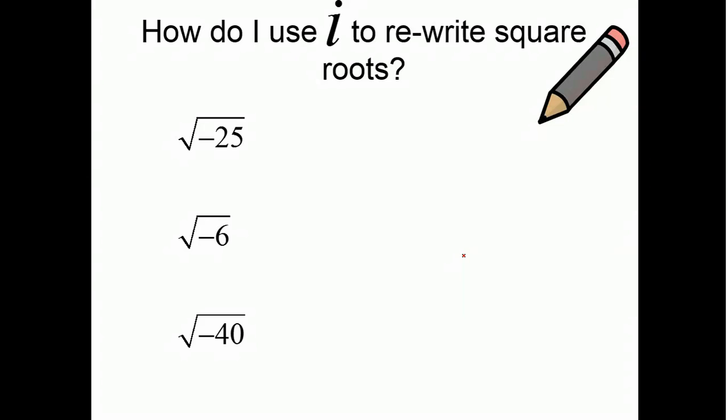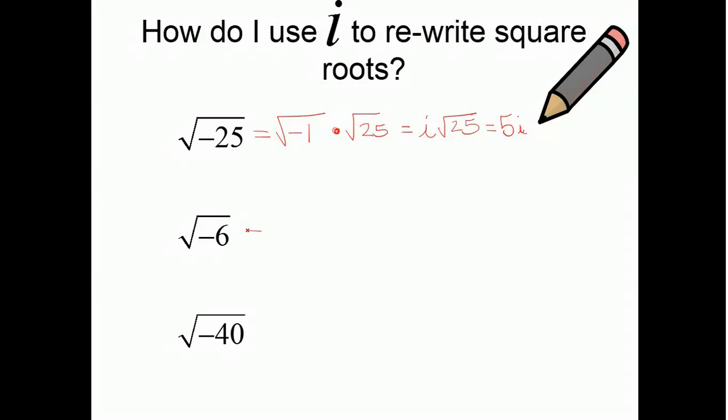Now, how do you use i to rewrite square roots? If I have the square root of negative 25, I can rewrite this as the square root of negative 1 times the square root of 25, because negative 1 times 25 gives me negative 25. The square root of negative 1 is just i, because we learned that before. The square root of 25 is just 5. So I can rewrite this as 5i. It's customary to put the number before your i just so you see it, kind of like we do with 5x. So we'll do it as 5i.